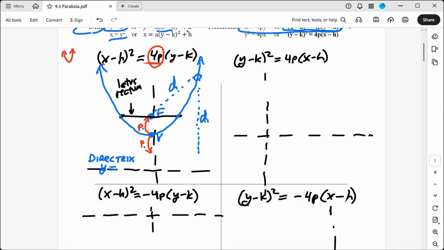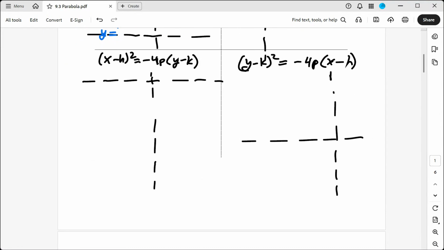So if we had this one, I would be putting a point hereabouts for the vertex, and that same distance here I would go to get the focus point. Because in this case, because it's negative, we're going the opposite way with it. We're going down. The focus point goes down and the directrix goes up. So that'll be y equals something there. And then there'll be a latus rectum with a certain amount here and here.